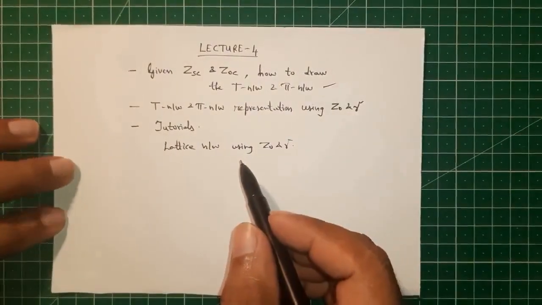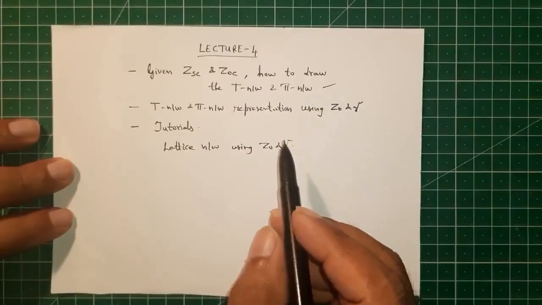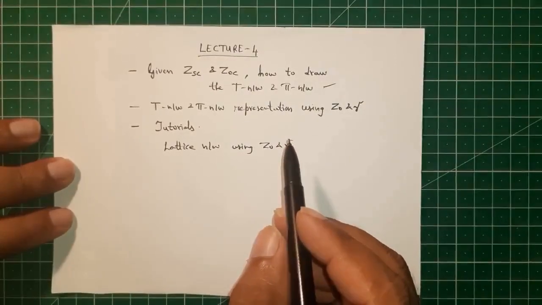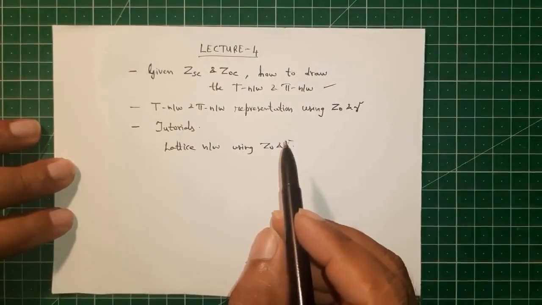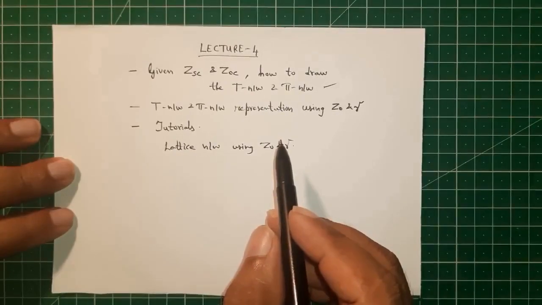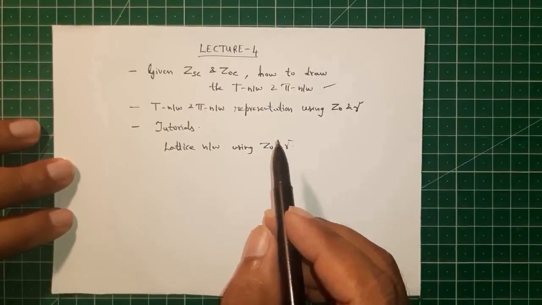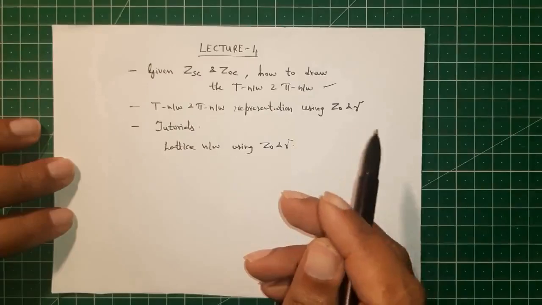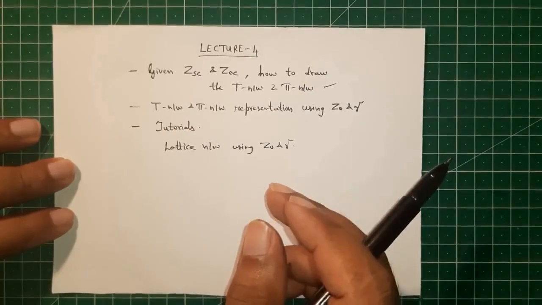In the next lecture we will be seeing some of the characteristic parameters of an asymmetrical network. We will be seeing the T network as well as the pi network and its characteristic parameters.